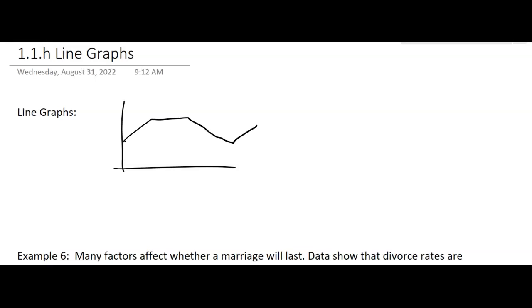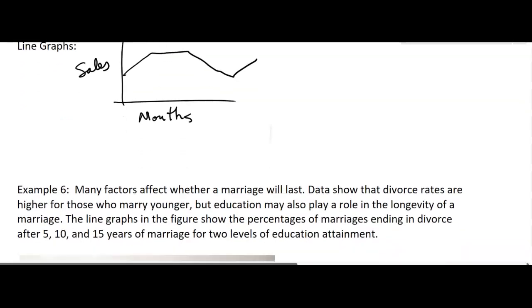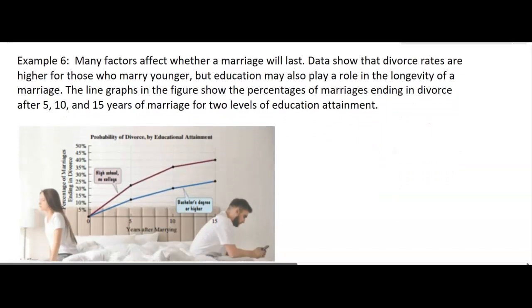This is an example of a line graph, where we're saying, here's the number of sales, and here's the months of the year or something like that. So as the year goes by, you might see a pattern or something. Okay, so we have an example here.